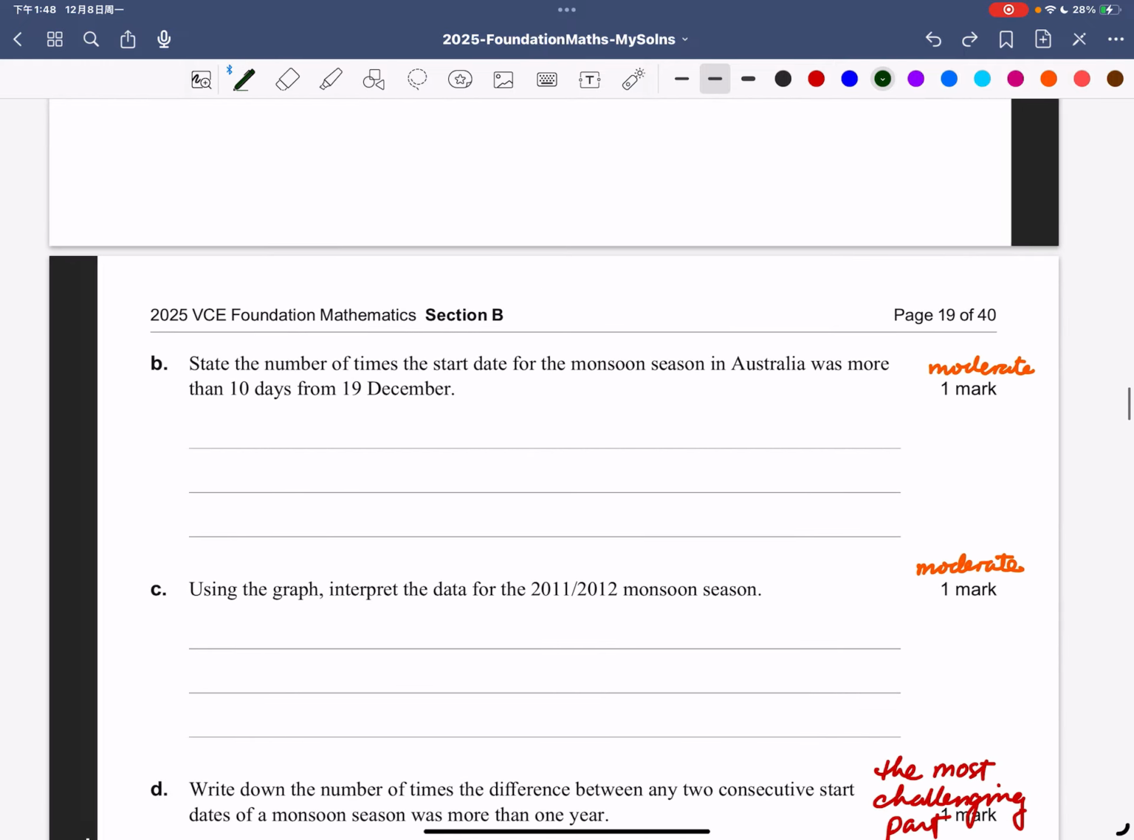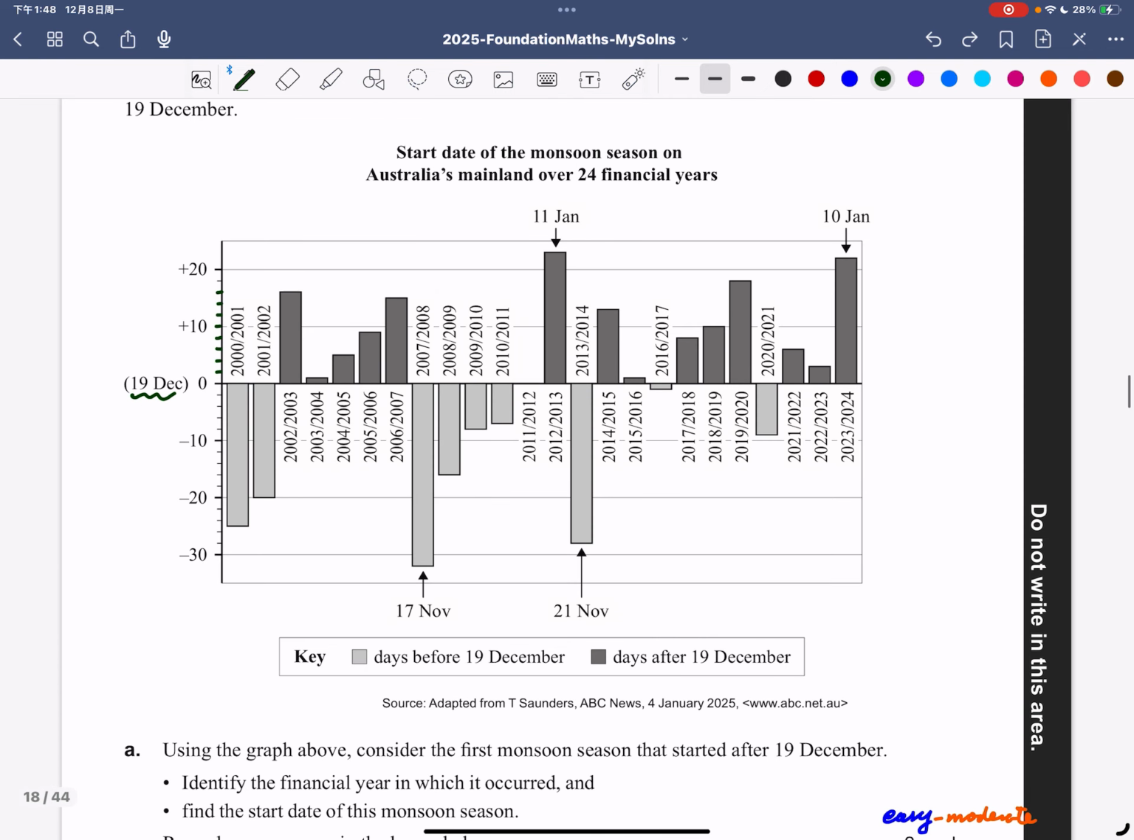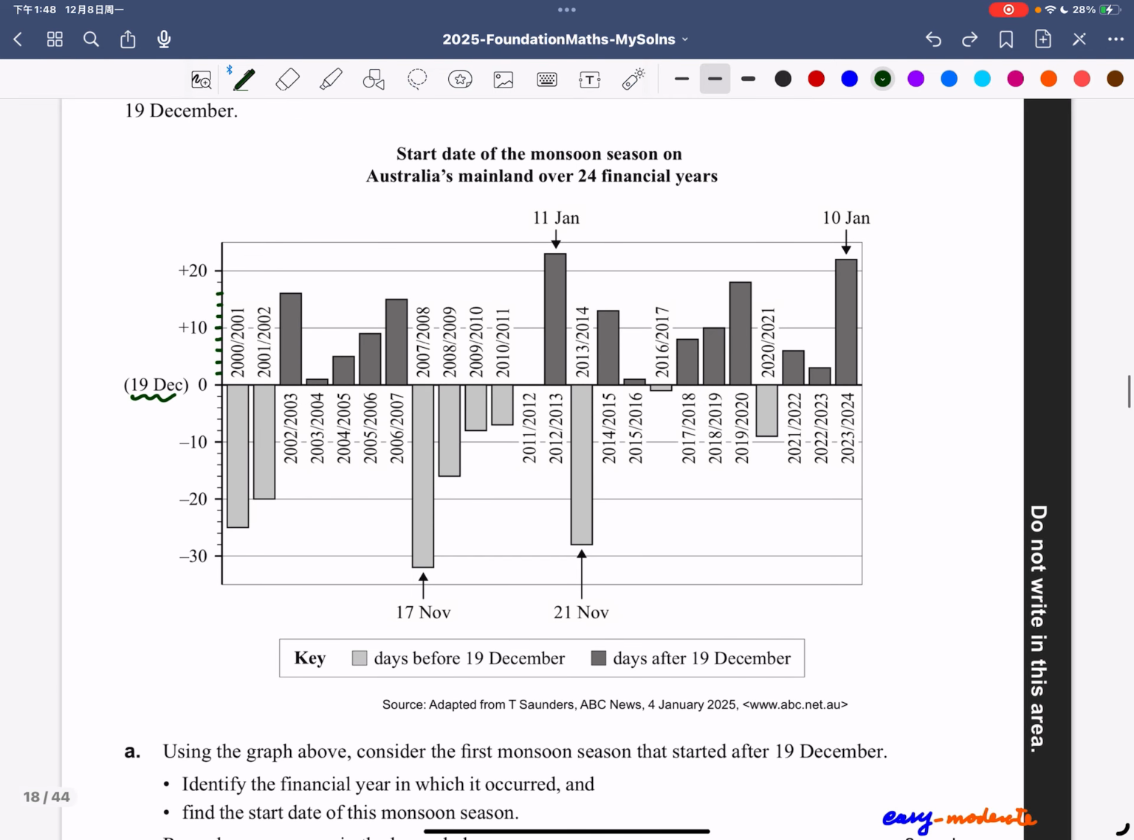And then state the number of times the start date for the monsoon season in Australia was more than 10 days from 19th December. Well, to be honest, we probably would think of it as more than 10 days later than 19th December, but away from the 0 here, you could also see it's more than 10 days earlier. So you do have to count more than 10 days forward or more than 10 days backwards. Therefore, we count this one, count this one, count this one.